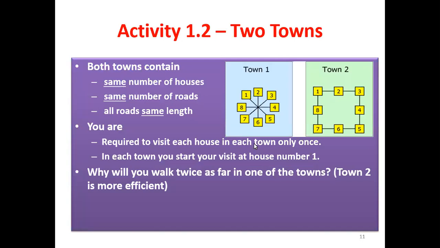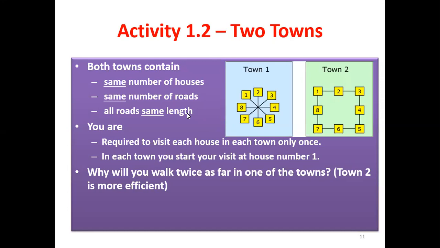Okay, the first activity here is activity 1.2. So in activity 1.2, you have two towns. One thing you have to note about these two towns is that they have the same number of houses, they have the same number of roads, and all the roads are the same in terms of length. Now, if you are required to visit each house in each town only once, and you must start your visit from the first home, that is home one.